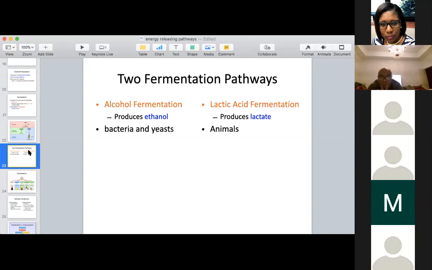Lactic acid fermentation is going to produce the product lactate. Lactate. Is that milk? During the anaerobic process, when there is no oxygen present, lactic acid fermentation leads to lactose, okay? This occurs in animals or other eukaryotic organisms.